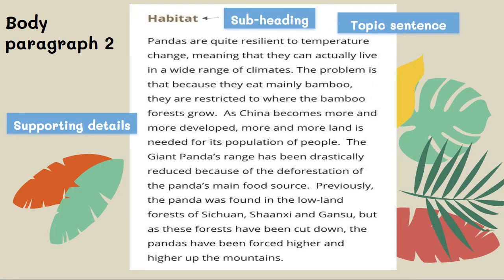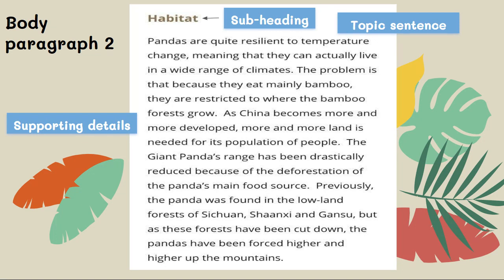Body paragraph 2. The subheading is habitat. Pandas are quite resilient to temperature change, meaning that they can actually live in a wide range of climates. The problem is that because they eat mainly bamboo, they are restricted to where the bamboo forests grow. As China becomes more and more developed, more and more land is needed for its population of people. The giant panda's range has been drastically reduced because of the deforestation of the panda's main food source.